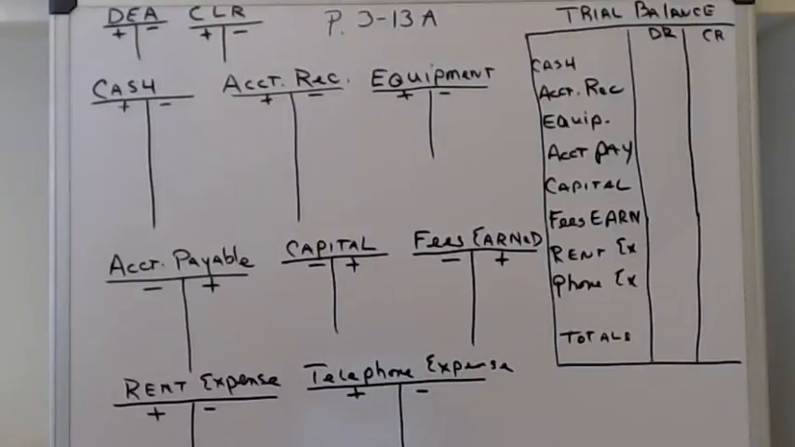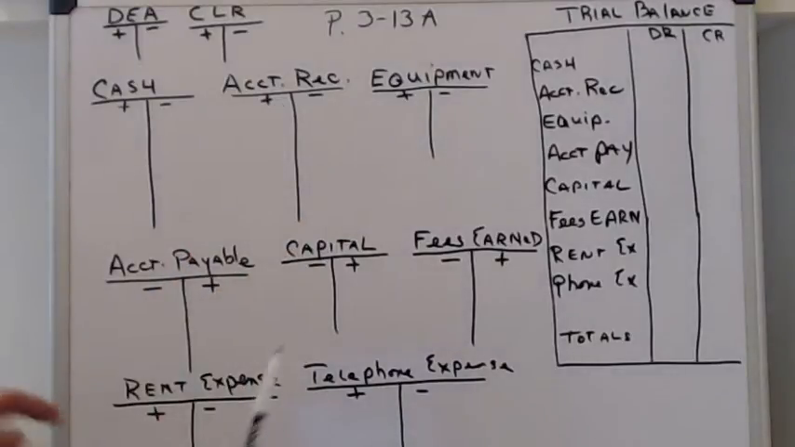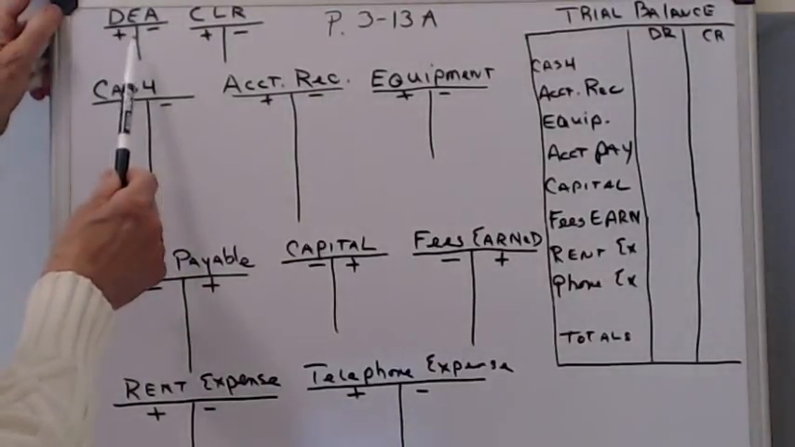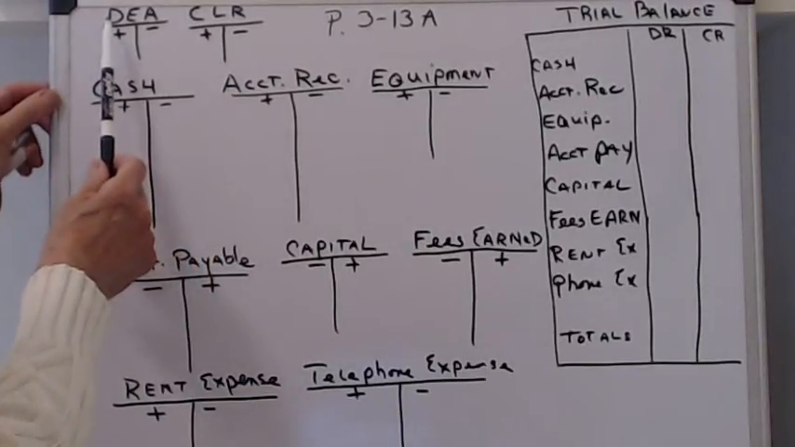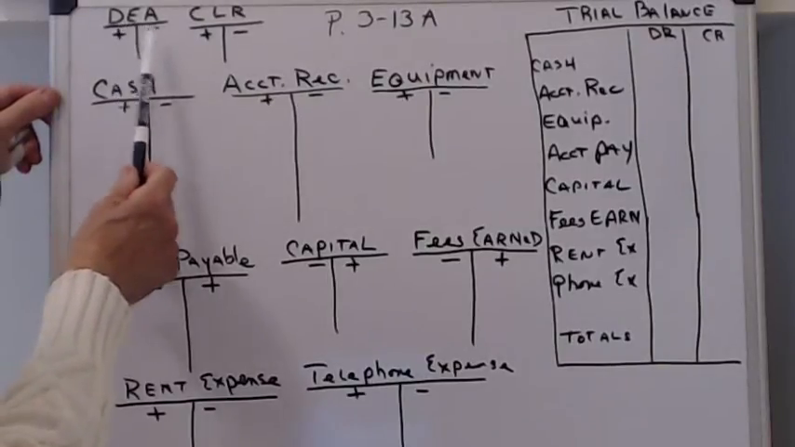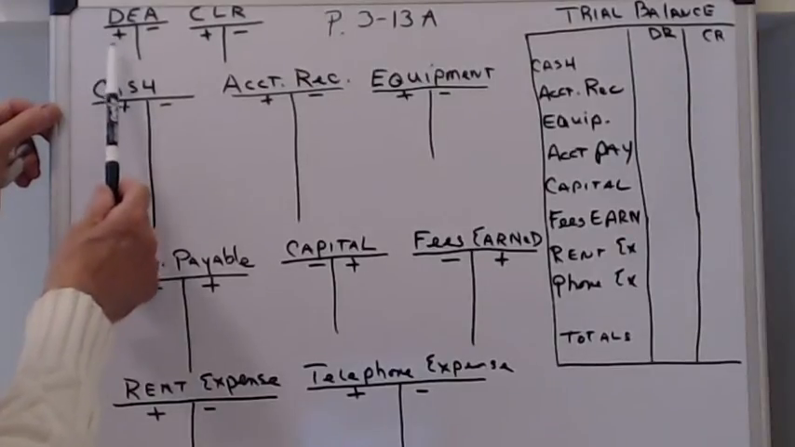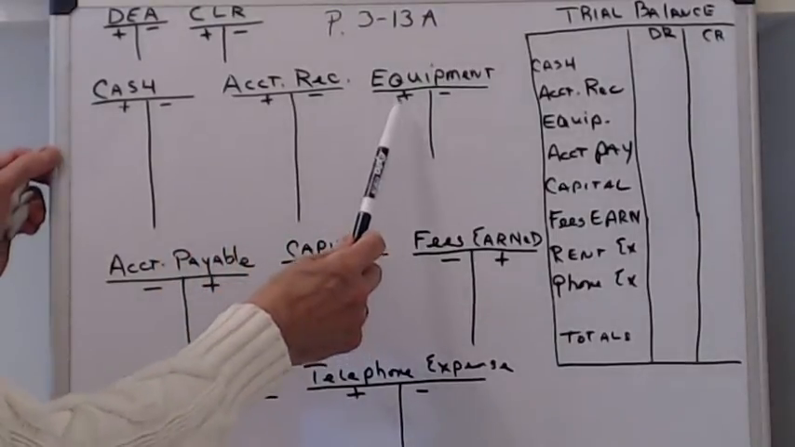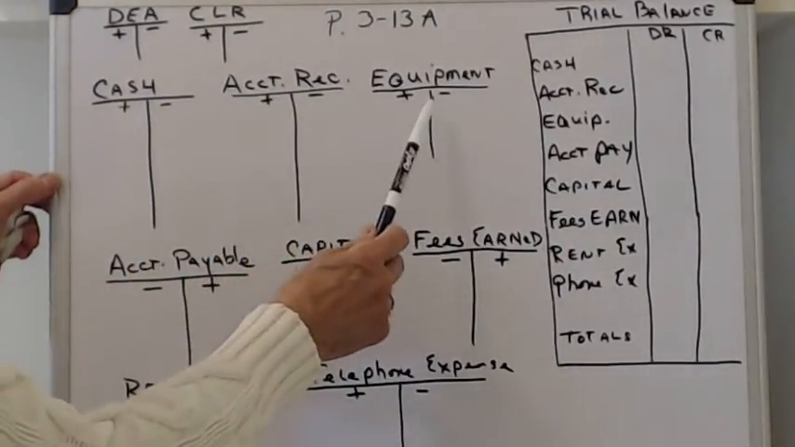I'm going to start by putting my pluses and minuses in my T accounts. I always suggest doing that before you start. In the previous video, I showed you the little acronym DEA and CLR. DEA is drawing, expenses, assets, which have the plus on the left, the debit side. So cash, accounts receivable, and equipment are all assets. So I put plus, minus, plus, minus, plus, minus.